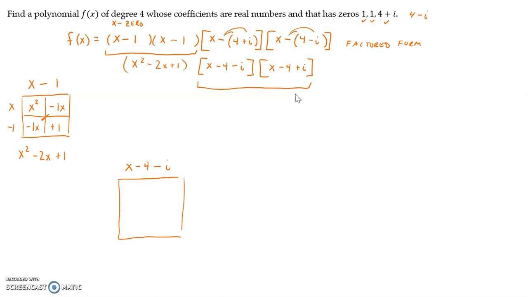And then I'll go ahead and put the other one down the side. So I've got x minus 4 plus i. And let's go ahead and fill in these boxes. When we distribute this through, we should have a total of 9 terms. Be careful when you're multiplying here.